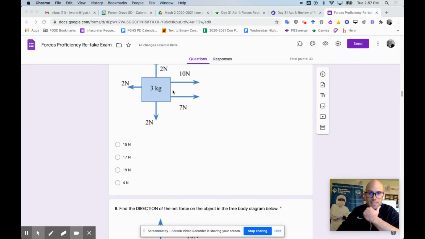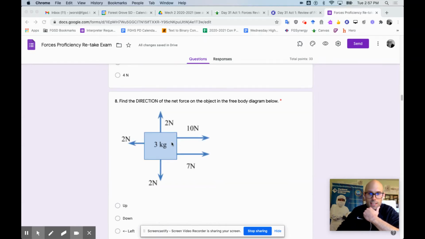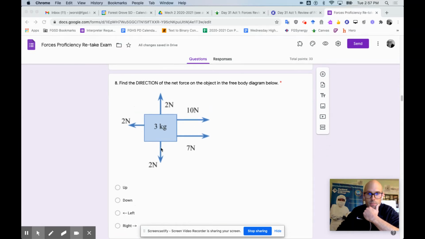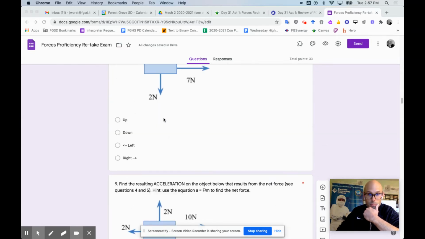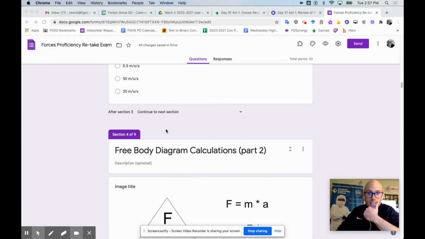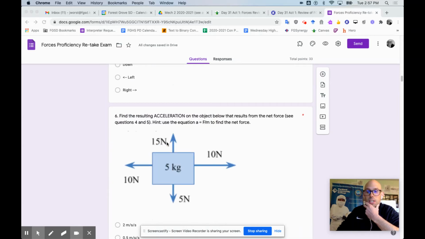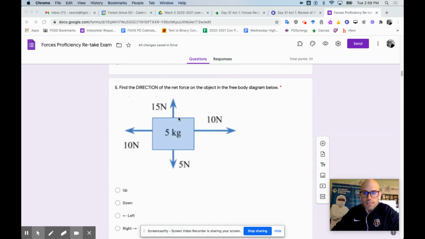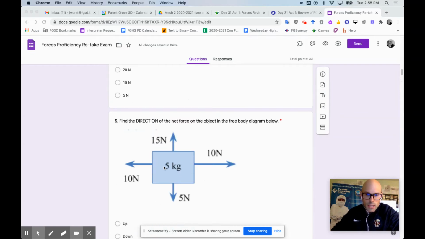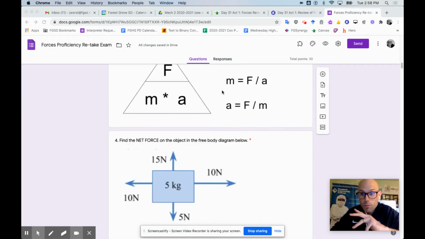See, it's the same thing here in question 7 as here in question 8. It's the same thing as in question 9. But these ones are different than the one up in section 2. So it's the first section for free body diagram calculations, but really the second section because you just did Newton's laws. So I want to show you the review.